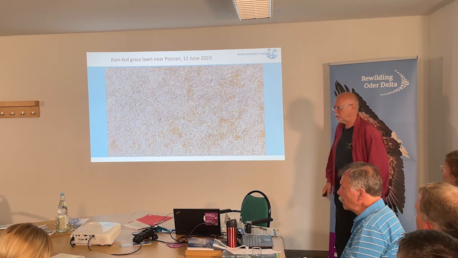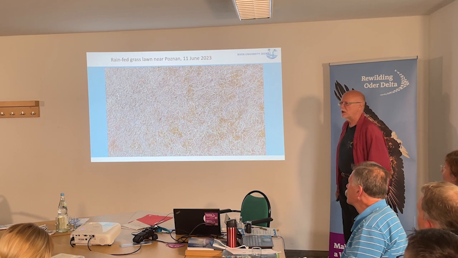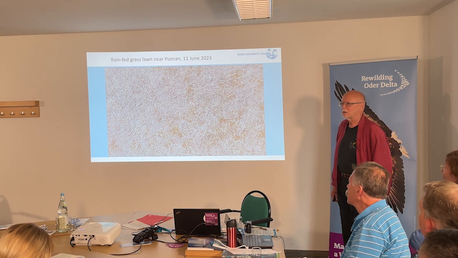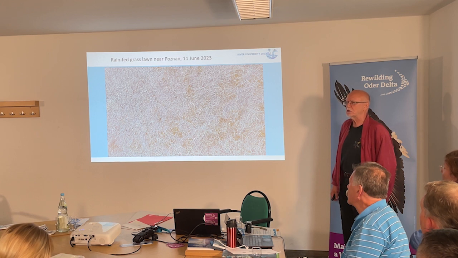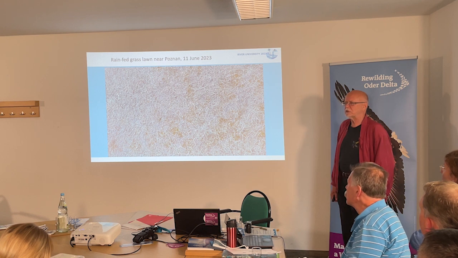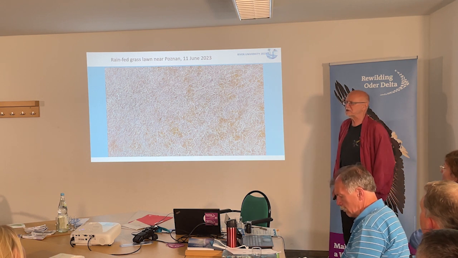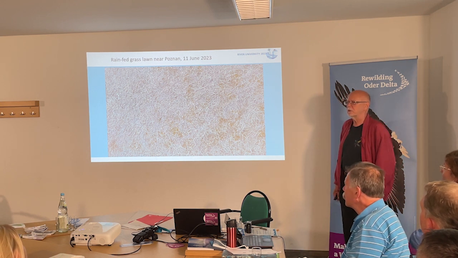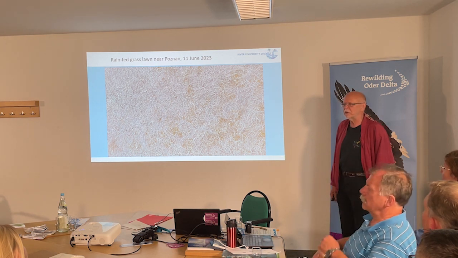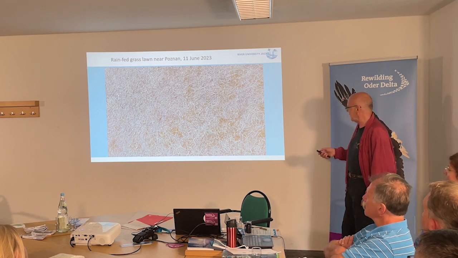And this photograph I made in my area near Poznan, 11th of June. The grass looks hopeless. It is a rain-fed grass, but some people in Poland do not water their lawns. So if you don't water, it may look like that already in June. This is something new. So just a couple of hot days and a couple of days without rain leads to this sort of grass lawn.